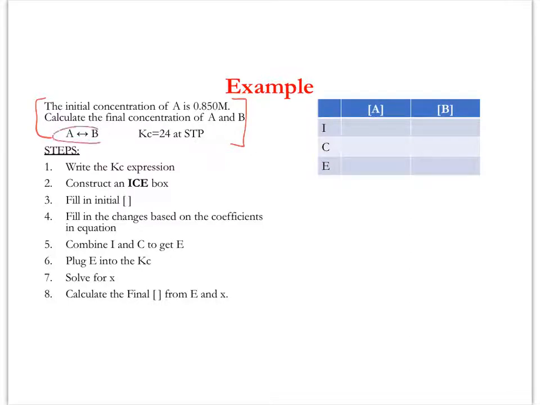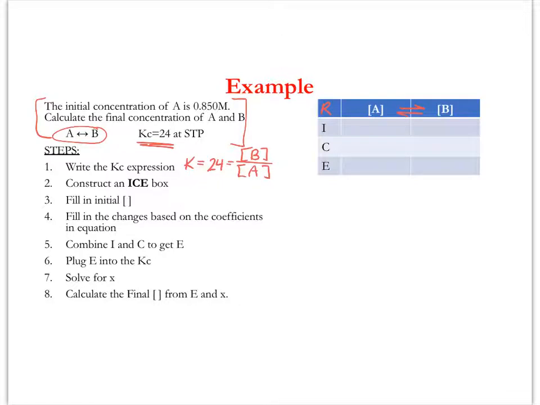So here's our process. Sometimes these are called Rice tables because R stands for reaction. So you have your reaction, then you have initial amounts, the change, which is based on stoichiometry, and then the equilibrium amounts. They also give us the K value. So what you want to do here is write your equilibrium expression first. So K equals, well, we know it's equal to 24, so it's equal to the concentration of B divided by the concentration of A. So now we're going to set up our ICE table.